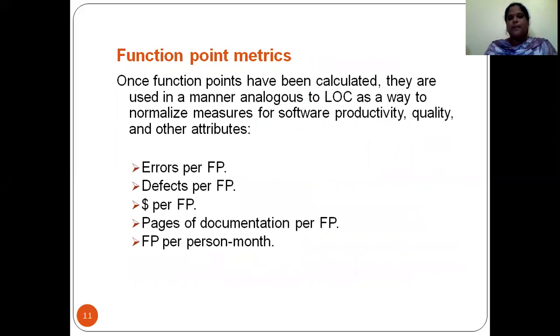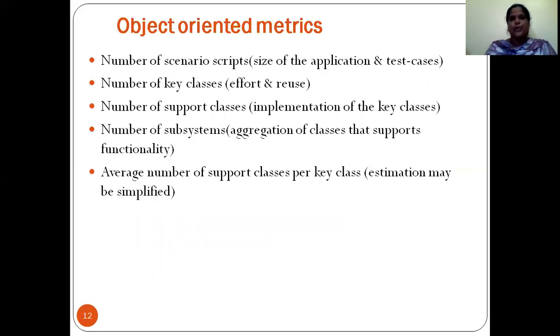Now, function point metrics. Once you have calculated the function points, they are used in the manner of lines of code, as a way to normalize the measures for software productivity, quality, and other attributes. So we have errors per function point: for each function point, what are the errors? What are the defects? What is the cost? What are the pages of documentation? And what is the cost per person-month? These are given in the form of function point metrics.